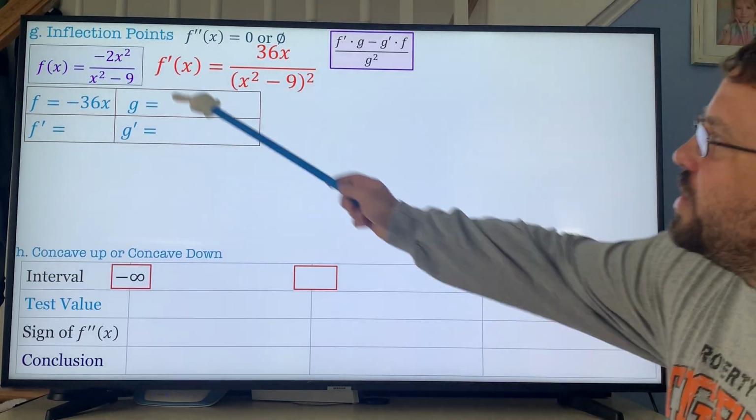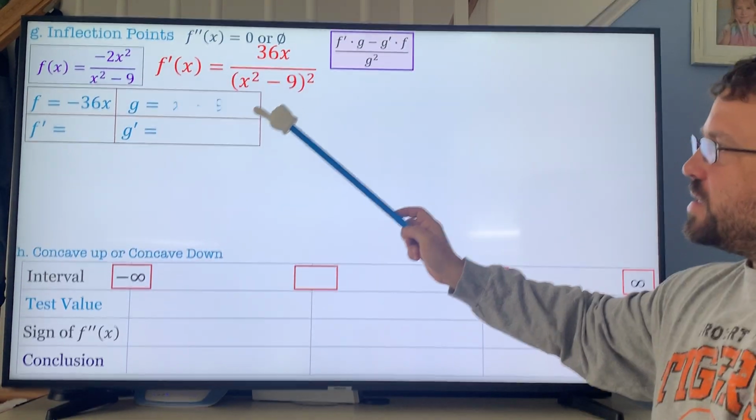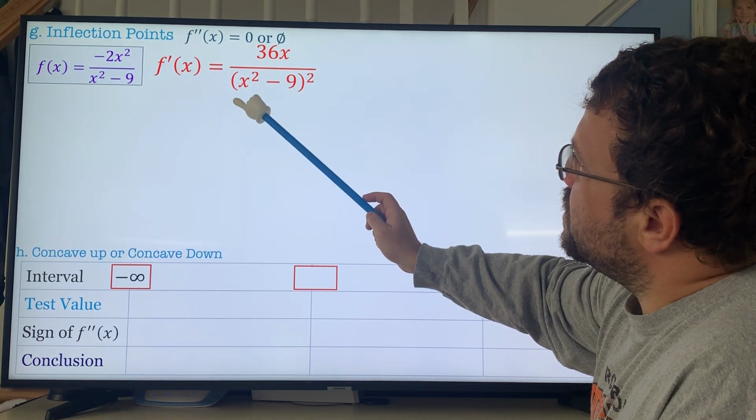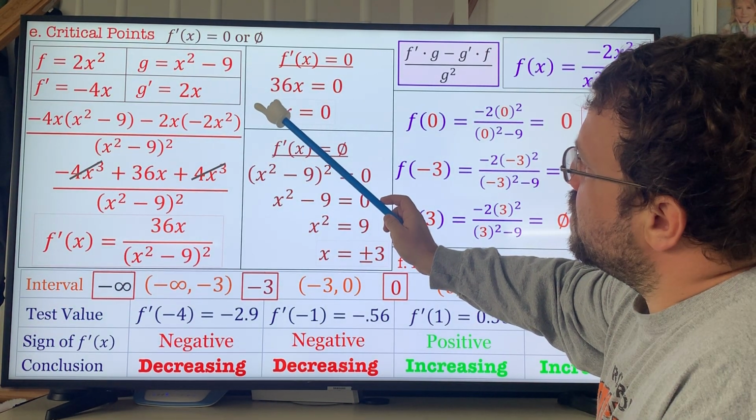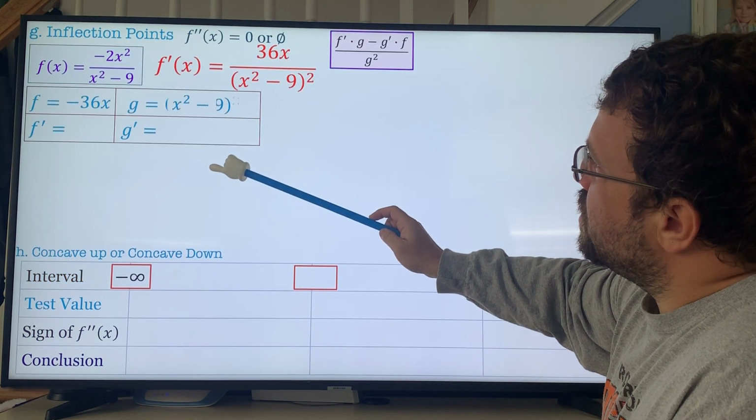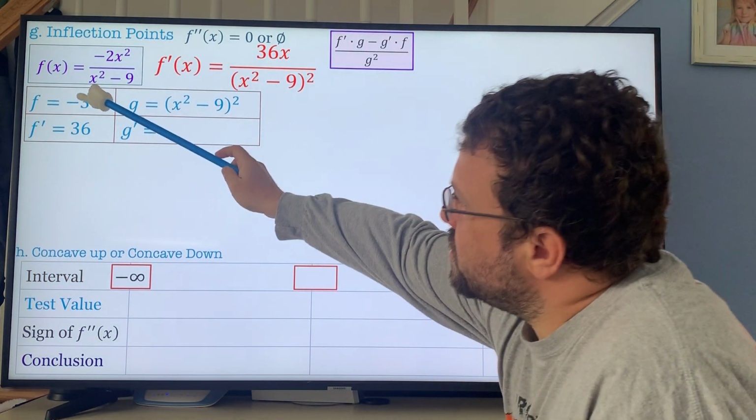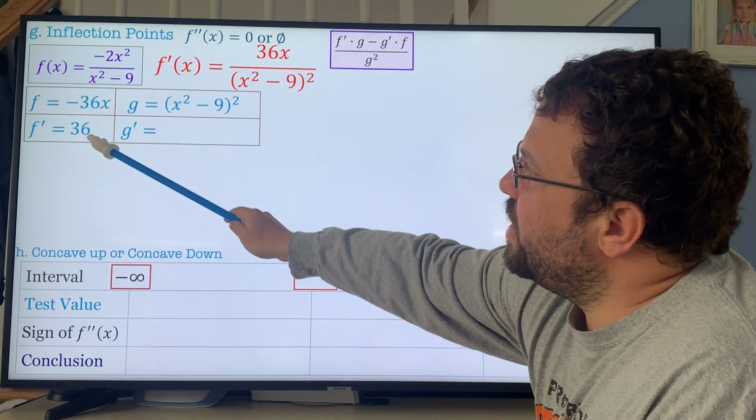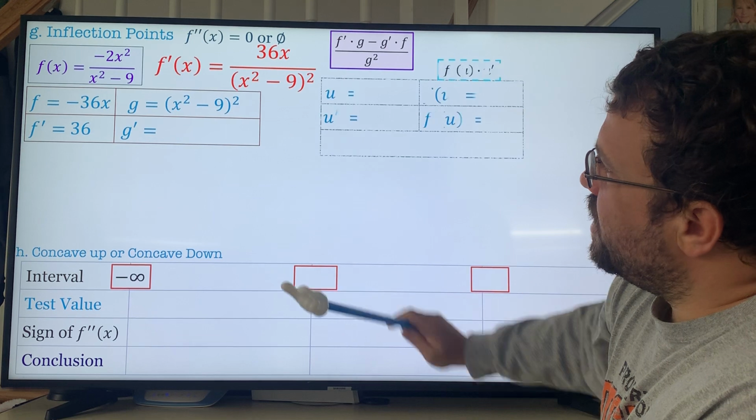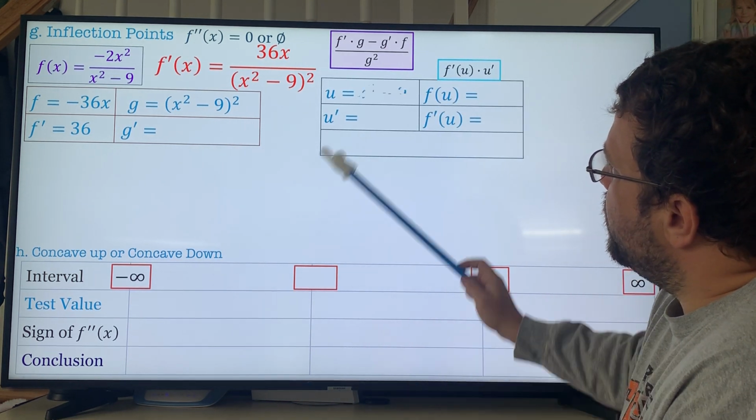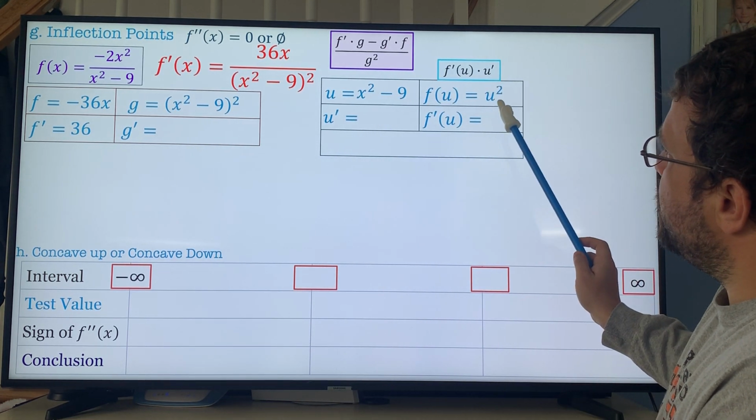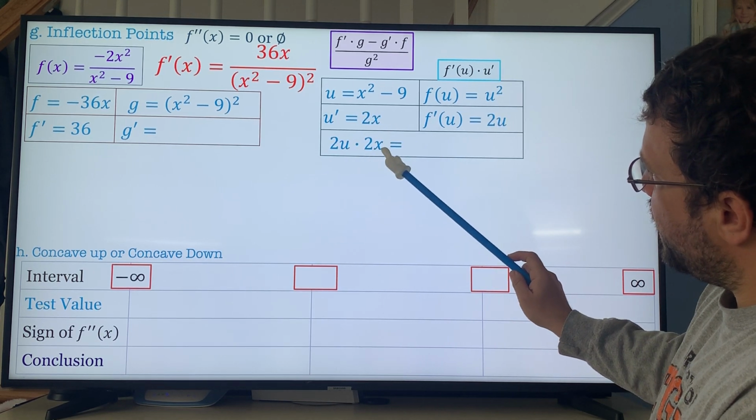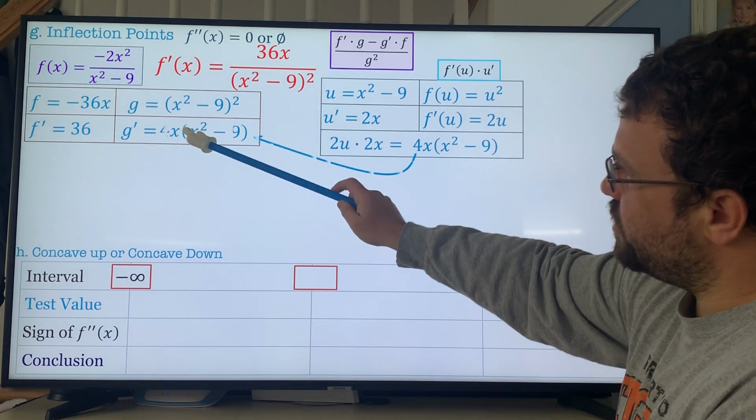All right, f is my numerator right here, 36x. Sorry, this says 36. Gotta erase that negative. All right, so this is 36x. It should not say negative there, but I got the right f prime. All right, g prime. In order to find it, you use u: x squared minus 9 is u squared, 2x, 2u, 2xu, so it's 4x times x squared minus 9, which goes back in here.